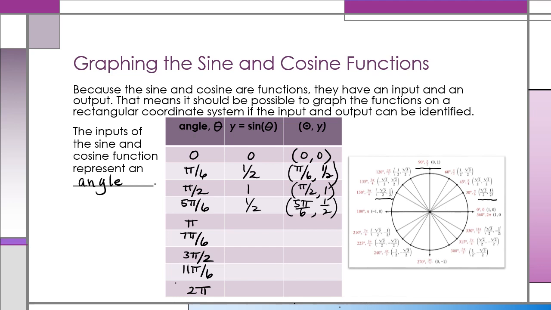For pi, I'm 180 degrees around that circle. The ordered pair is -1, 0 on the circle, which for my sine function gives me an output of 0. So on the rectangular coordinate system, when my angle is pi, my output is 0. For 7 pi over 6, I'm at an output of -1/2. For 3 pi over 2, I'm on the negative y-axis, so I have an output of -1.